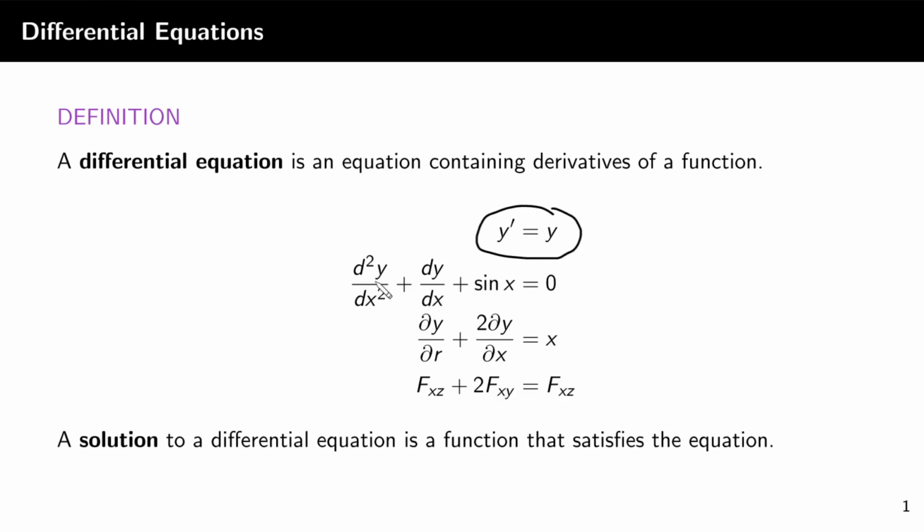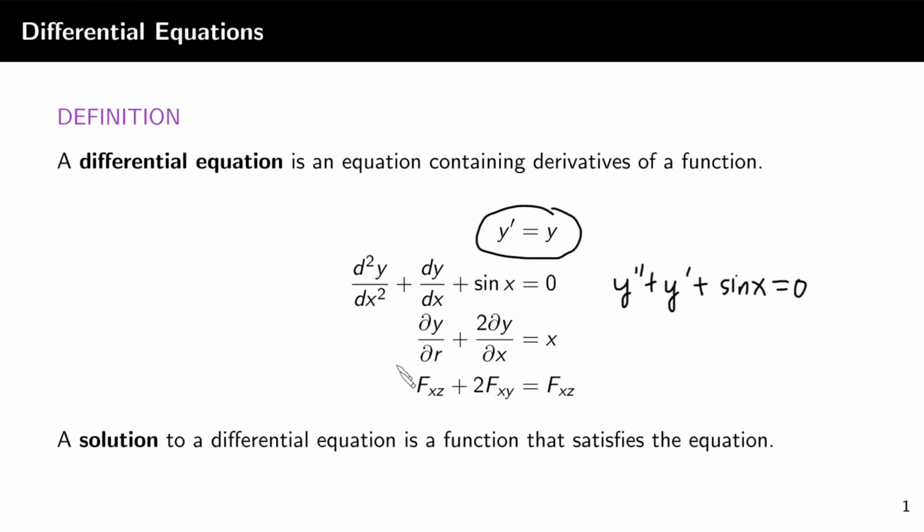So dito naman, I'm using the dy dx notation. So on the first term on the left side, I have the second derivative of y with respect to x plus dy dx plus sine x equals 0. So kung gagamit ako ng y prime notation, itong second equation natin, pwede ko siyang isulat as y double prime plus y prime plus sine x equals 0.